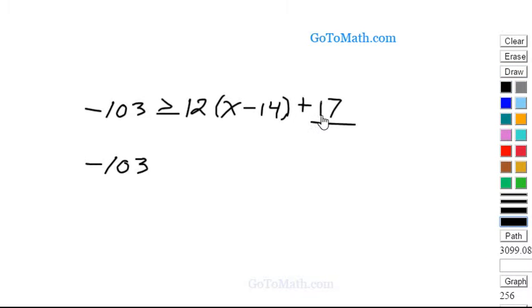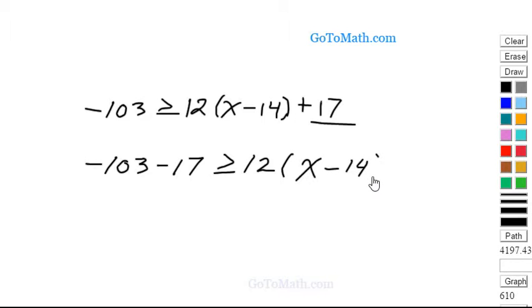And I'm going to take this 17 and take it over to this side of the inequality. So if it's positive and we move it over here to this side, then it becomes minus. All right, so that's the way I see it. And then we have greater than or equal to 12 times x minus 14. All right, and of course we'll go ahead and simplify that down. That looks like negative 120, doesn't it? Okay, so we got negative 120.